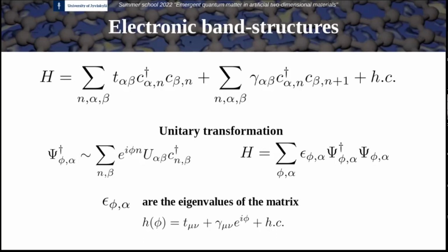So HC is Hermitian conjugate. It is essentially the term that you must add to your Hamiltonian so that the Hamiltonian is Hermitian by definition.